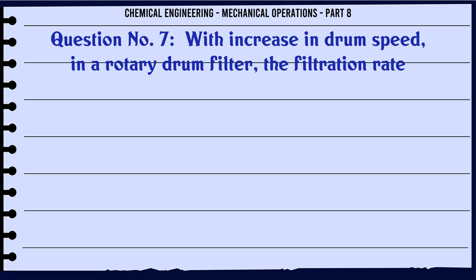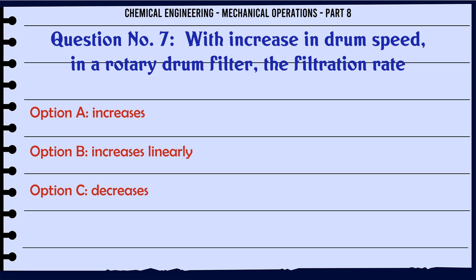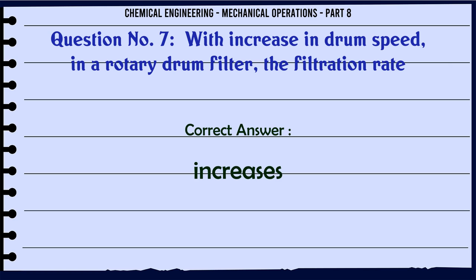With increase in drum speed in a rotary drum filter, the filtration rate A. increases. B. increases linearly. C. decreases. D. is not affected. The correct answer is increases.